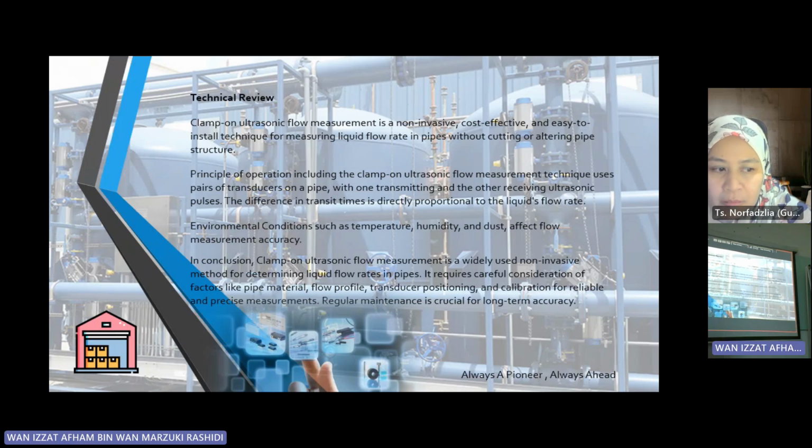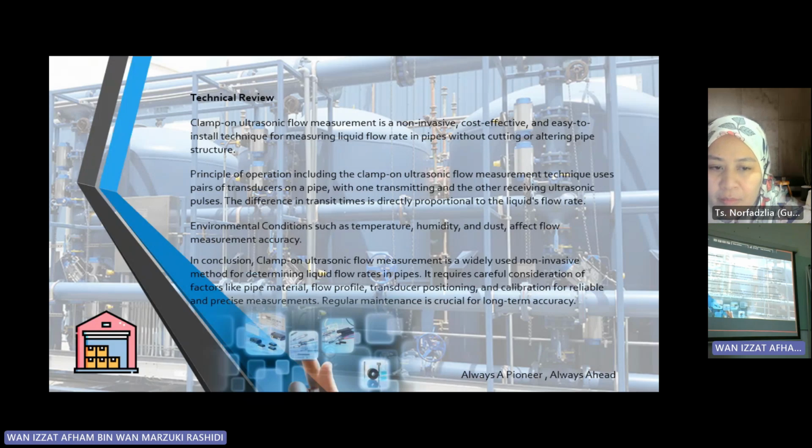The second one, principle of operation. The clamp-on ultrasonic flow measurement technique uses pairs of transducers on a pipe, like this one. We use two sensors only, with one transmitting. This one we call upstream, and the other receiving ultrasonic pulses, this one downstream. The difference in transit time is directly proportional to the liquid's flow rate. When the flow is faster, the signal will be carried farther, so it will return to the upstream. If the liquid flows slowly, then the downstream sensor will receive the signal from upstream much faster.